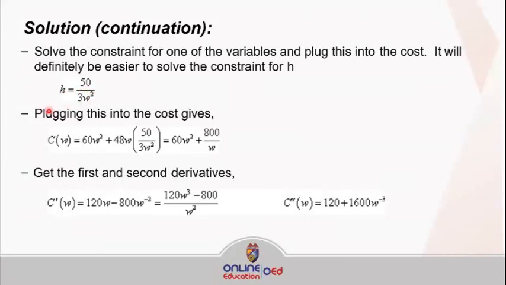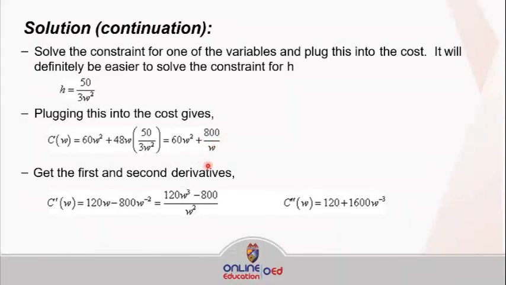And then plugging this into the cost gives us this equation, which is C(W) is equal to 60W squared plus 48W, and the value of H, which is 50 over 3W squared. And then after that, we simplify again. So we have here C(W) is equal to 60W squared plus 800 over W.